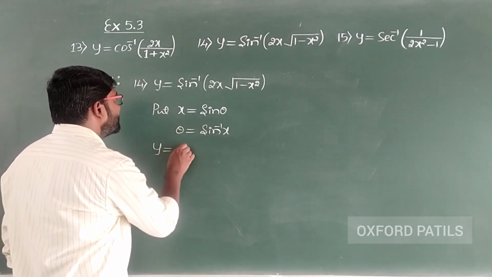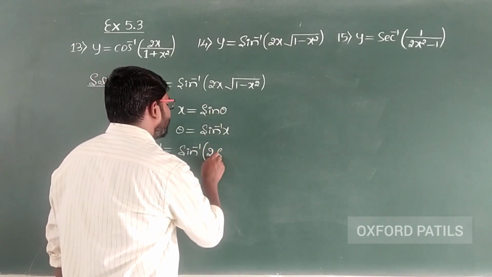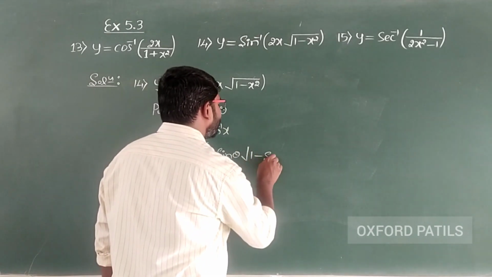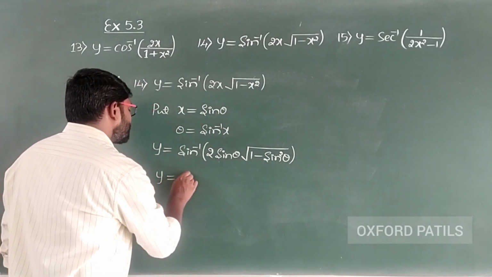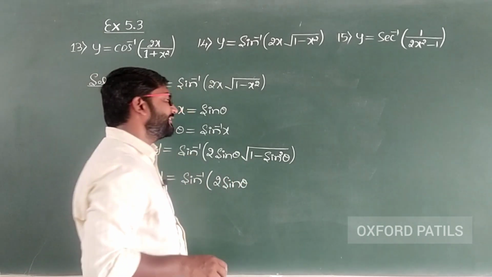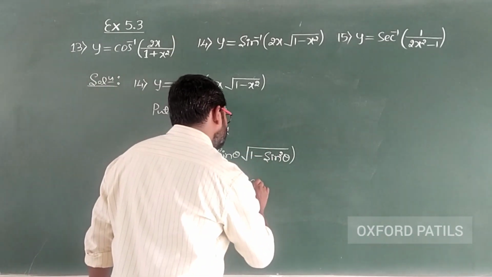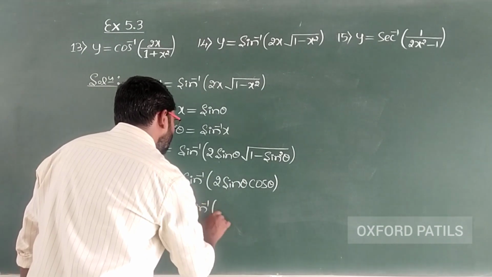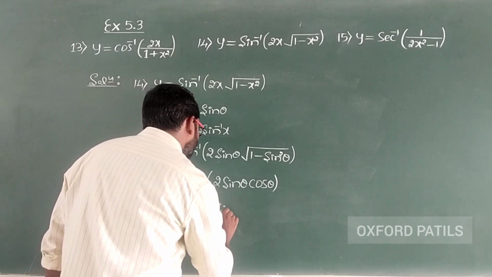Then rewrite the given function. Sin inverse of 2 into x, which is now sin theta, into square root of 1 minus x square. X square means we get sin square theta. Then y equals sin inverse of 2 sin theta into the square root of 1 minus sin square theta, which is cos square theta. Square and root cancel, so we have cos theta. Y equals sin inverse of 2 sin theta into cos theta, which is sin 2 theta.